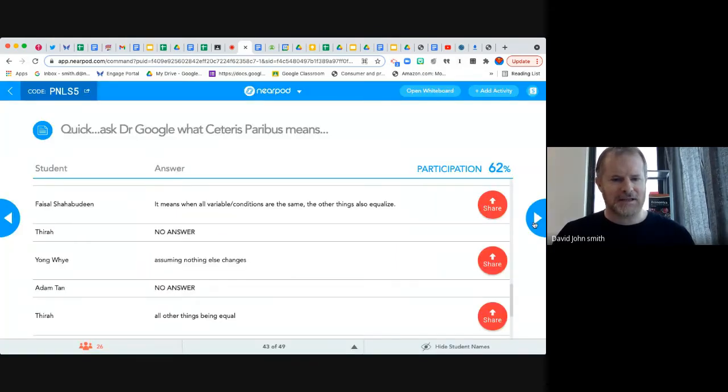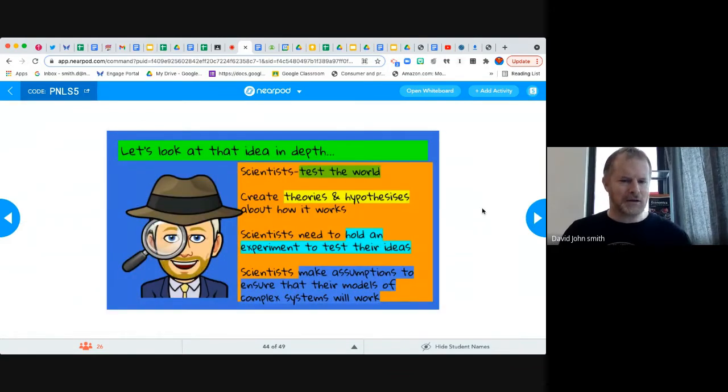All right, so team, let's have a think about this idea of Ceteris Paribus. Let's look at that idea in depth, because that's what we need to do. This is part of the idea of economics being a science, right? If economics is a science, then we are social scientists. And what we're doing is we're testing our world. Essentially, we're creating theories about the world using economic models, creating hypotheses about how the world works with regards to microeconomic thinking and macroeconomic thinking.